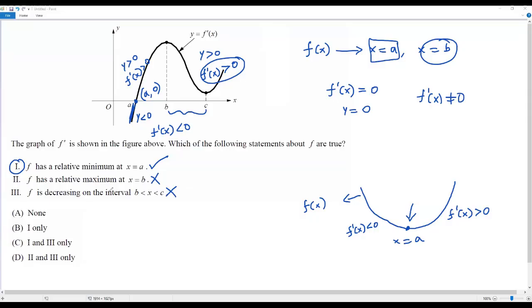So among the given 3 statements, only the first statement is true. So we find that only in answer choice B. The correct answer choice for this question is B.